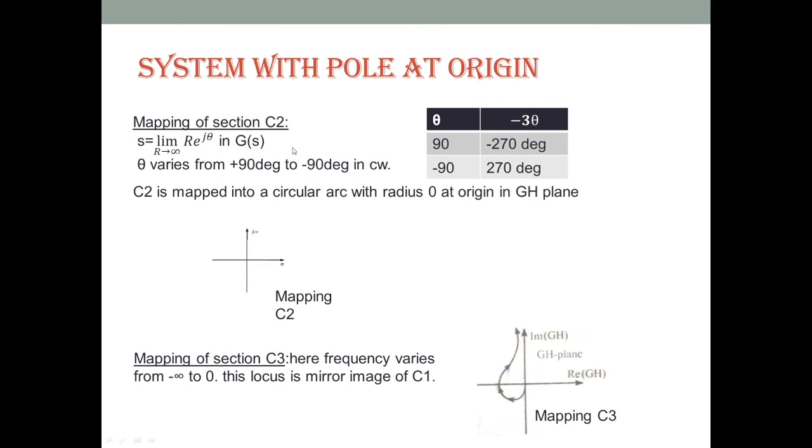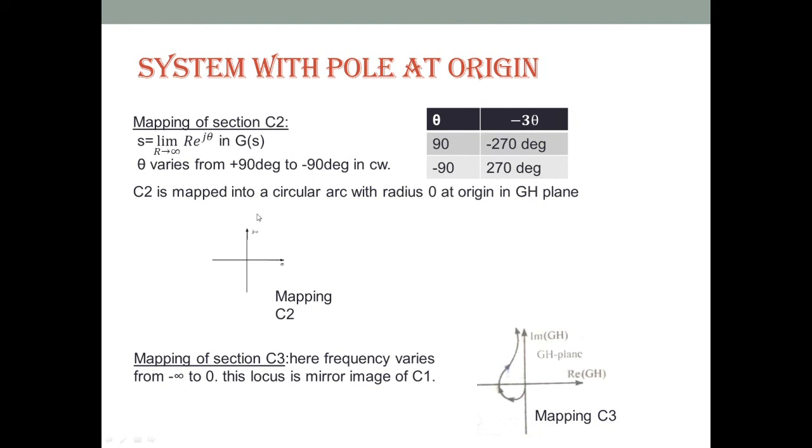Now if we put this value instead of s, then we will get G of s equal to, the magnitude is 0 and e to the power minus 3j theta. That's why I am calculating minus 3 theta here. If you put theta equal to plus 90 and minus 90, because theta is varying from plus 90 to minus 90, then minus 3 theta becomes minus 270 degrees and plus 270 degrees.